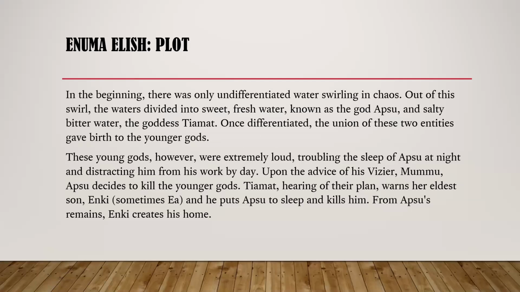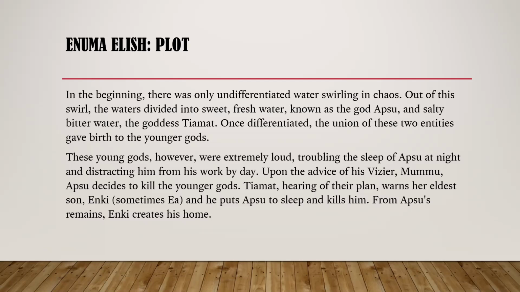troubling the sleep of Apsu at night and distracting him from his work by day. Upon the advice of his vizier, Apsu decides to kill the young gods. Tiamat, hearing of this plan, warns her eldest son Enki. So first of all, Tiamat didn't accept this plan. She was very angry with both Apsu and Mummu about that. But later on, they decided to do it anyway.